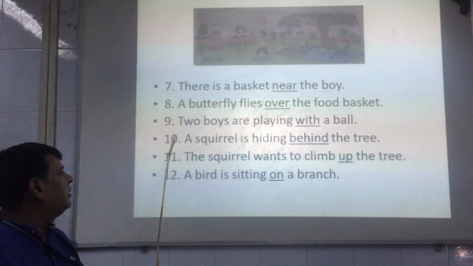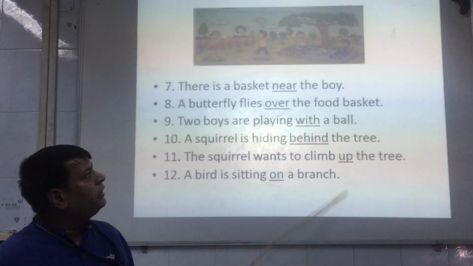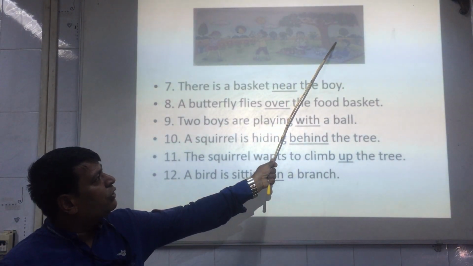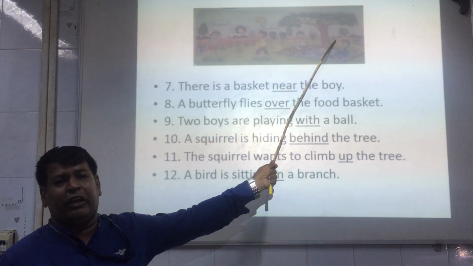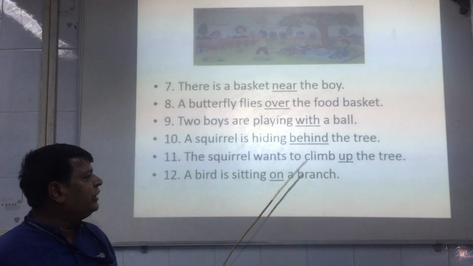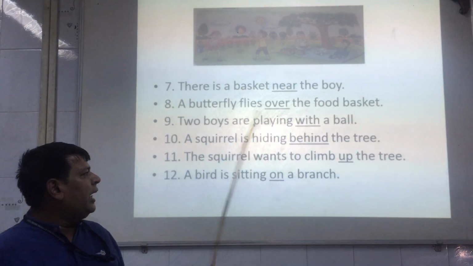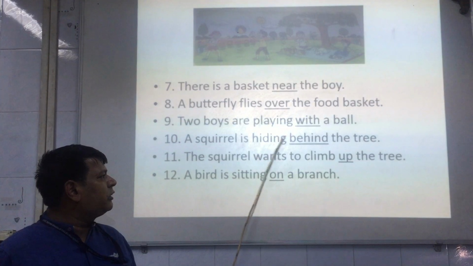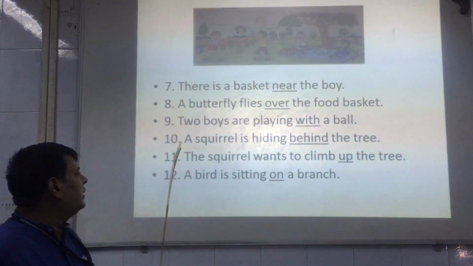See the 10th one. A squirrel is hiding dash the tree. Now here you can see the picture here. Squirrel is hiding. Which preposition will come in the blank? Behind the tree. Yes, behind is the preposition which shows the relationship between the squirrel and the tree. As a preposition is followed by a noun, so behind is followed by a tree. Is that clear?